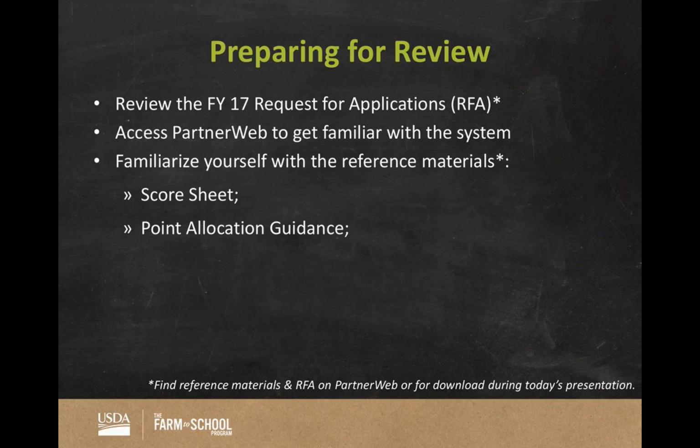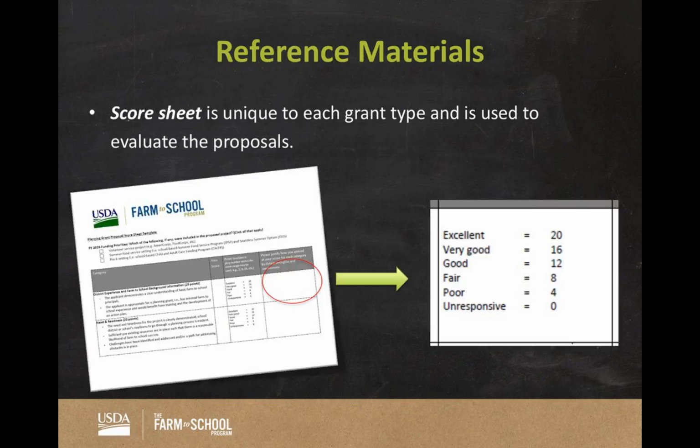The next thing we'd suggest you do this week, which you can do right away because I sent these materials out earlier today, is to familiarize yourself with the reference materials, which includes the score sheet. There is a score sheet for each of the grant types, so take a look at the score sheet for the grant type you've been assigned to. Also look at the point allocation guidance, which outlines descriptions of the different categories and how to assign points when scoring your application. We will get into these two documents right now.